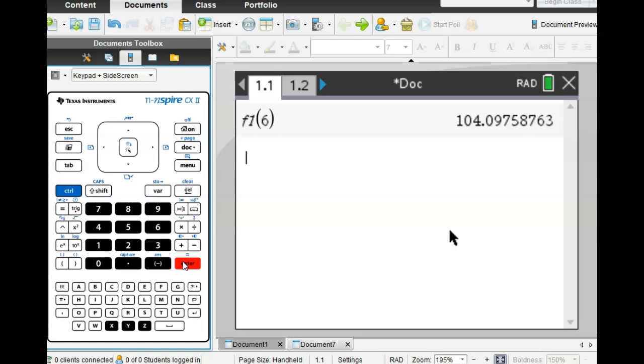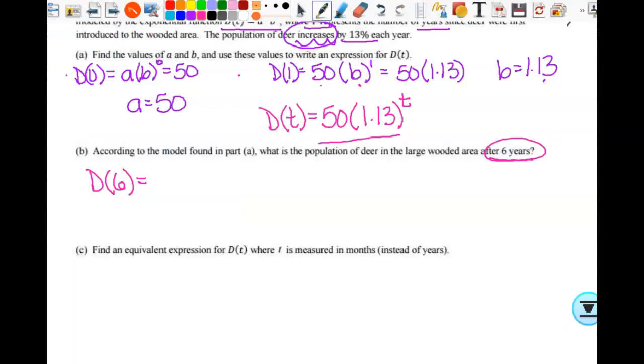Now, can you have part of a deer? No. Like yes and no, but like no, when you're counting deer. Yeah, we're counting live deer, I guess. So you're just counting. But I'm going to write down what I got out of my calculator, which was 104.0975.